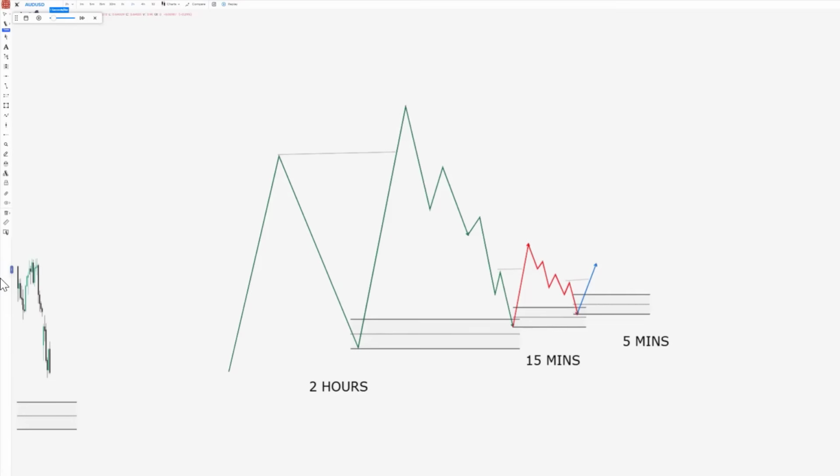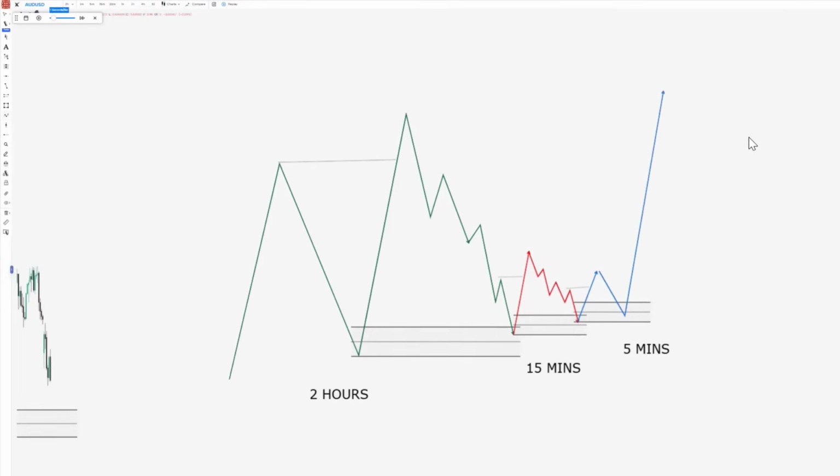Now, what you have to do is simply place your order at the 5 minutes time frame, wait for price to tag you in, and you need to buy. Very simple. Let me go again.